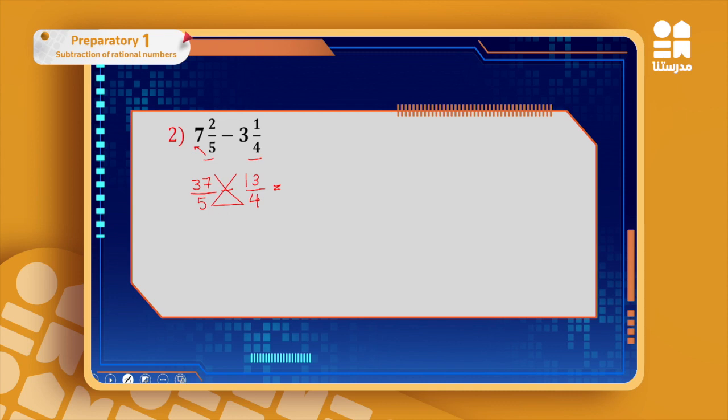5 times 4 is 20. From its name, cross multiplication. So we have to multiply 5 times 4 and then multiply 4 times 37. 4 times 7 is 28, 2 up, and 4 times 3 is 12 plus 2 is 14. And then 5 times 13. 5 times 3 is 15, 1 up. 5 times 1 is 5 plus 1 is 6.